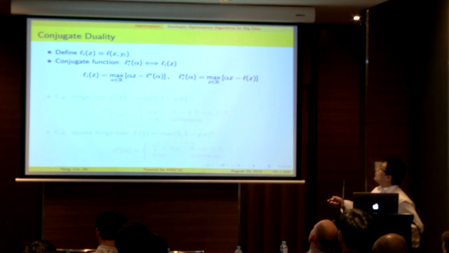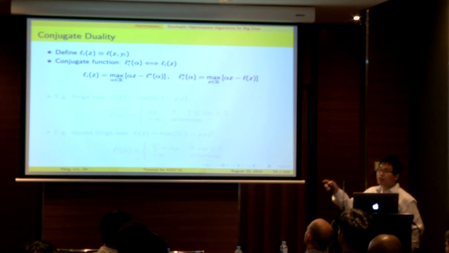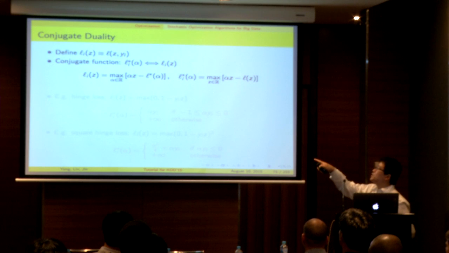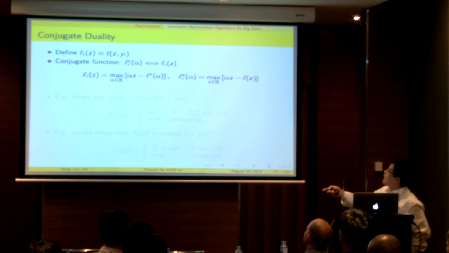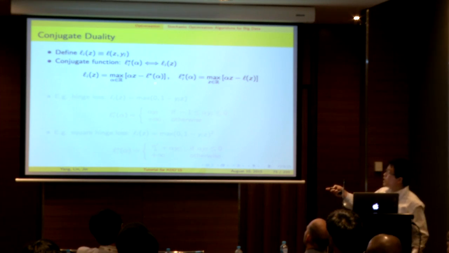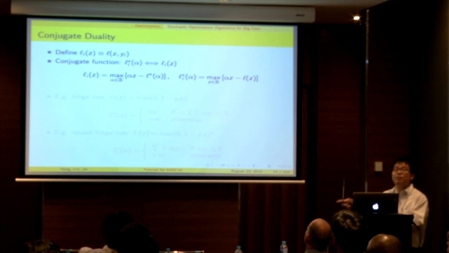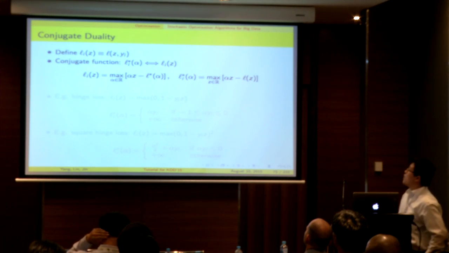Okay, so let's define the conjugate duality. This is the so-called dual function, denoted by L_i star, the conjugate function of L_i. And the variable is alpha here. They are defined in this way. You can see the formulas are exactly the same. If I give you L, you can calculate its conjugate. If I give you a conjugate of L, you can recover L using the same formula. So this definition can be applied to both the primal and the dual.